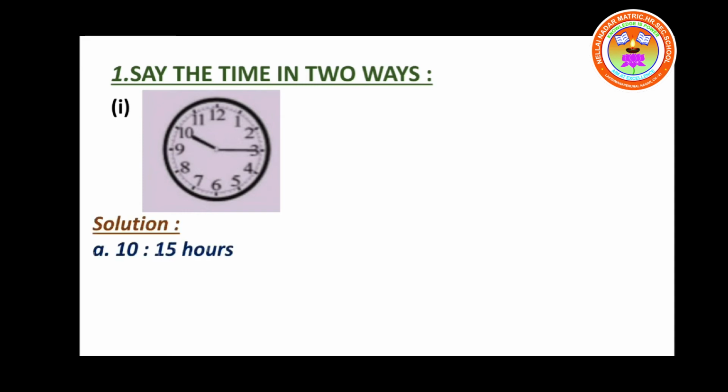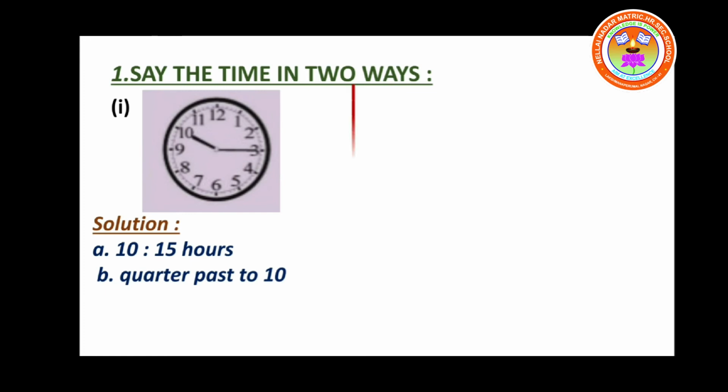So the first option is 10:15 hours. Then the second, you can write quarter past 10 in the past. Okay, the 15 can be written as past. That is, it is over 10:15. So quarter past 10. So these are the two ways to write this time.